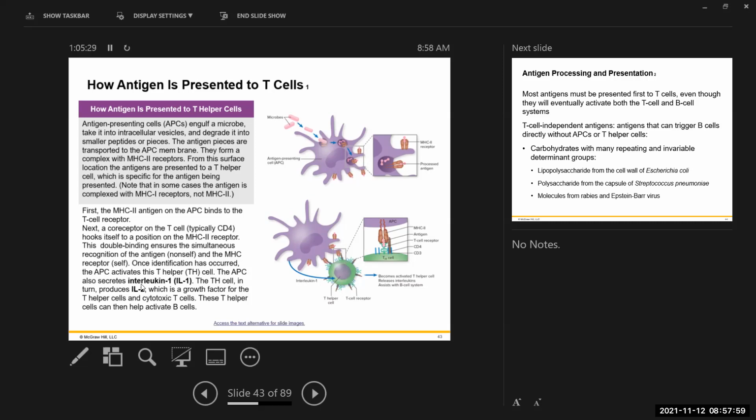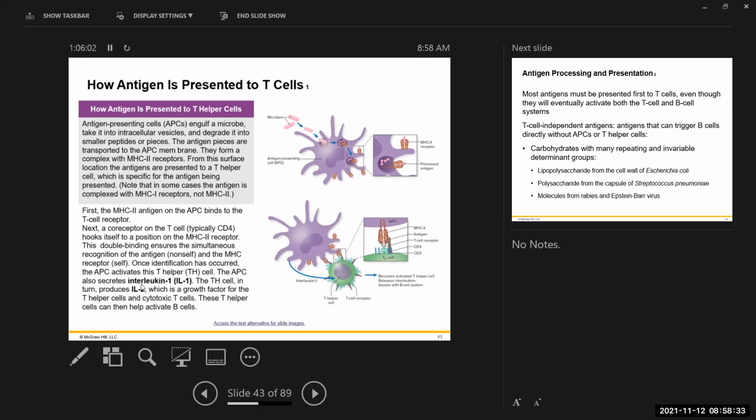The class 2 major histocompatibility complex protein is now going to be moved from the Golgi apparatus. It's going to be moved into that endosome. And that endosome then is going to bind that antigen. And then that MHC2 protein will be trafficked to the surface of the cell. And now your MHC2 protein is going to essentially present this on the surface of the cell.